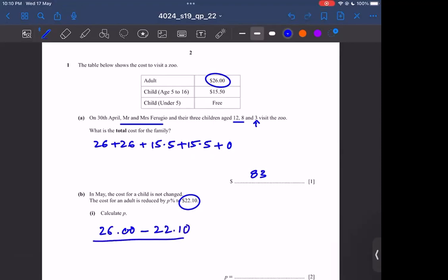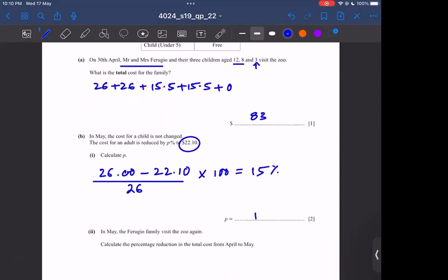Divide by initial value. What was the initial value? Initial value is 26. Multiply by 100. This will give the change in percentage. 26 minus 22.10 divided by 26 multiplied by 100. You will get 15% here. So the answer is 15%. The value of P is going to be 15 only. Don't write percent over here. They are just asking for the value of P.